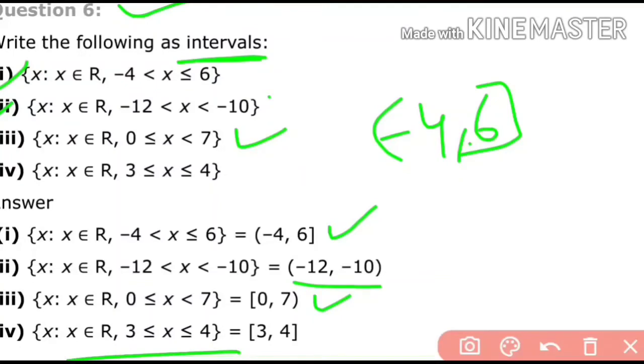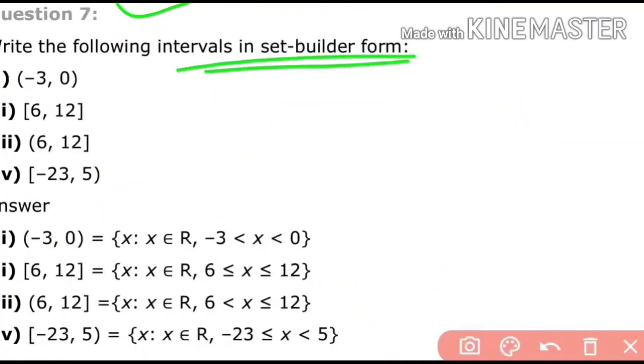Now the next question: x is greater than or equal to 3 and less than or equal to 4, which means both sides are closed. So if x is greater than or equal to 3 and less than or equal to 4, you write a closed bracket 3, 4 and a closed bracket. So all of you understand? Look here, if you have only a less than sign and no equal sign, you have to mark an open bracket, and if it is greater than or equal to or less than or equal to, then you will use a closed bracket.